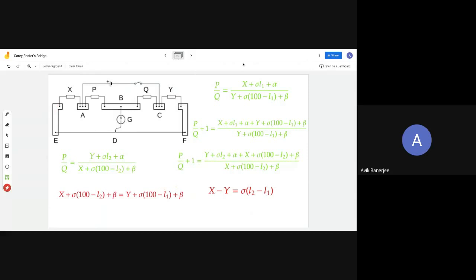We can very well ignore that. But if you look at the construction of the Carey-Foster bridge and how the experiment is performed, you'll see that even if alpha has a non-zero value, it should not harm.